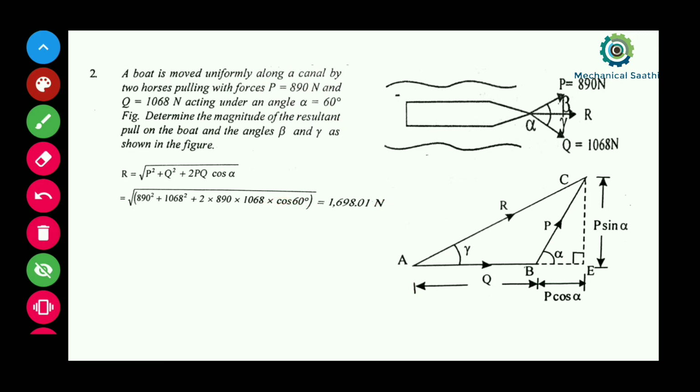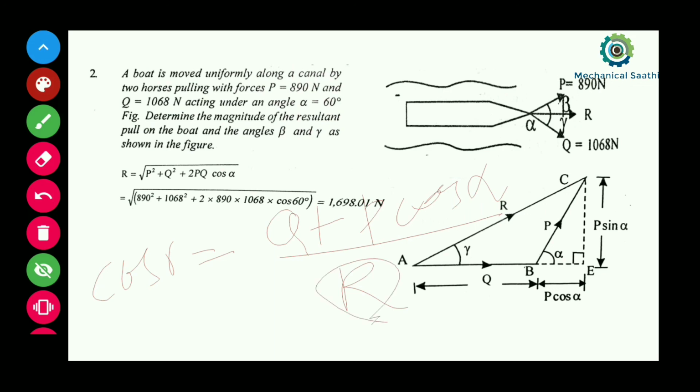Next, if we take cos gamma, then I can write it as Q plus P cos alpha, divided by R. From here also, R is known to us, P we recently calculated, cos alpha value is known to us, and gamma value is also known to us. So from here also we can find out the value of Q.